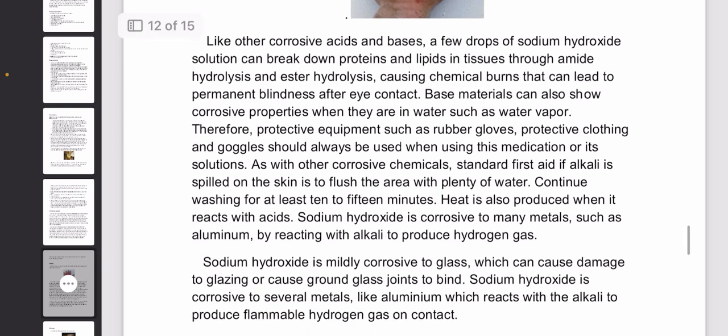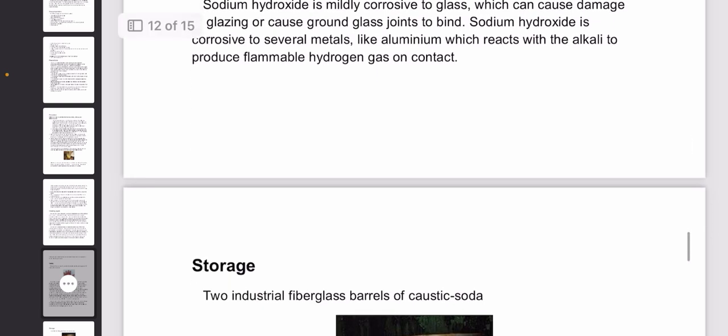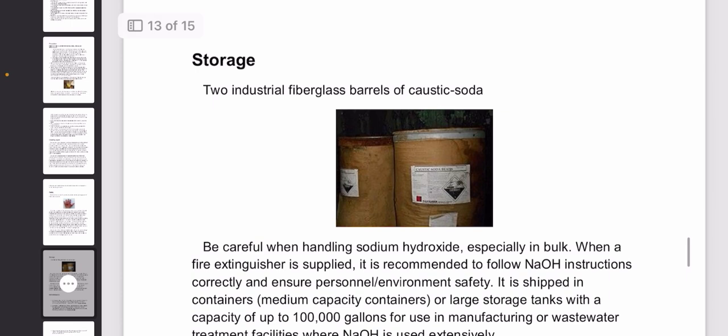Sodium hydroxide is corrosive to many metals such as aluminium, reacting with the alkali to produce hydrogen gas. Sodium hydroxide is mildly corrosive to glass, which can cause damage to glazing or cause ground glass joints to bind. Sodium hydroxide is corrosive to several metals like aluminium, which reacts with the alkali to produce flammable hydrogen gas on contact. Storage: how you can store sodium hydroxide or caustic soda.